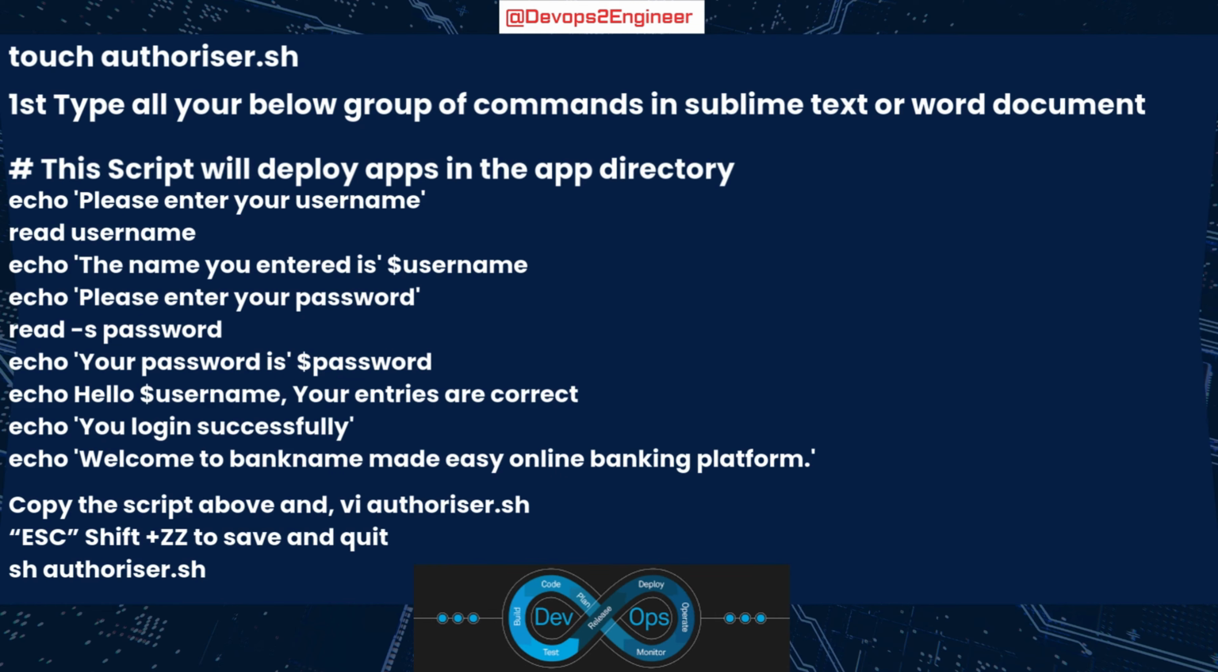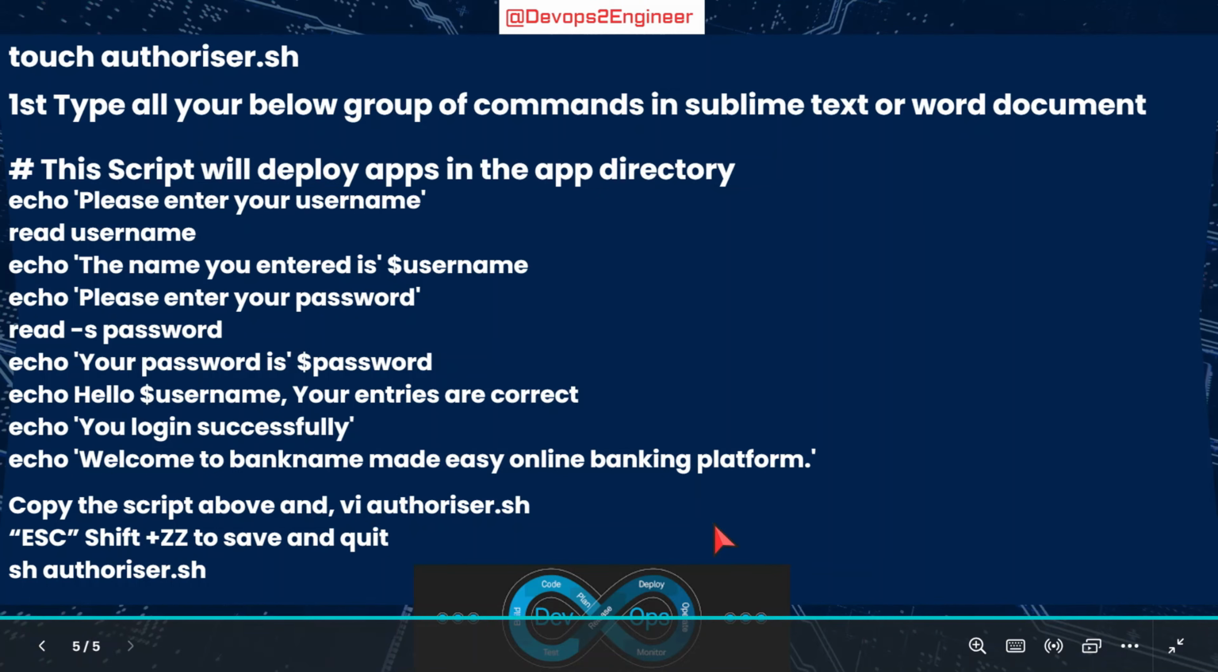Echo, $username, your entries are correct. Your login was successful. Please, echo, welcome to Bank Name Made Easy, an online banking platform. Copy the script above and vi into authorizer.sh. Escape, shift ZZ to save and quit, and sh authorizer.sh. Now let's go ahead and practice this in MobaXterm.